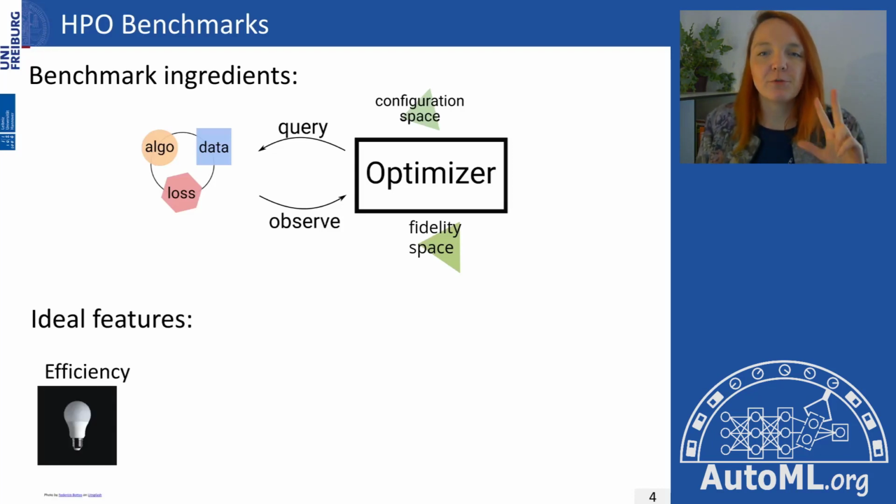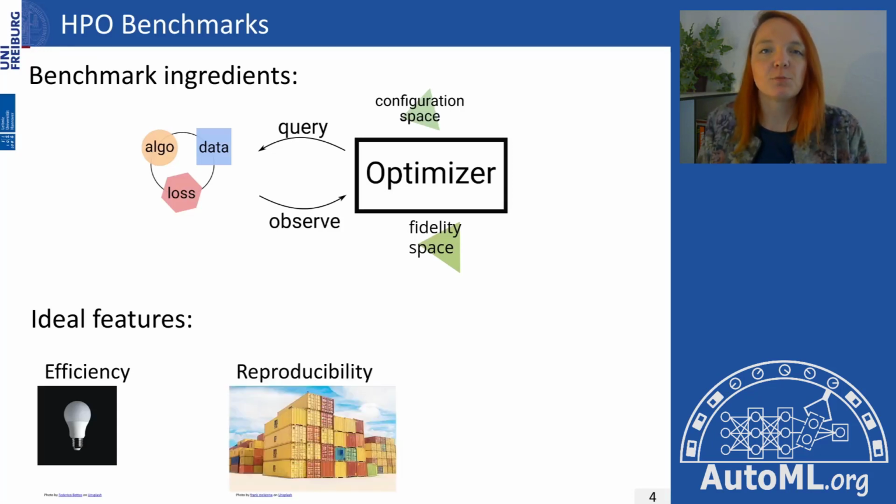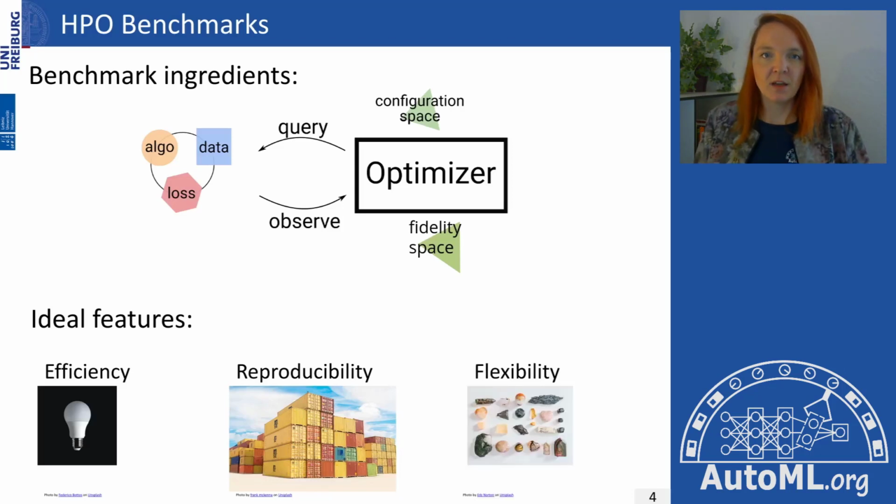Additionally, there are three features that we believe a good collection of benchmarks should have. First of all, they should be efficient, so there should be a way to obtain meaningful results with few computational resources. Second, they should be reproducible, and with that we mean that the benchmark should not only run once, but also in 1 month or even 10 years. And third, they should be diverse and cover various problems with different characteristics.